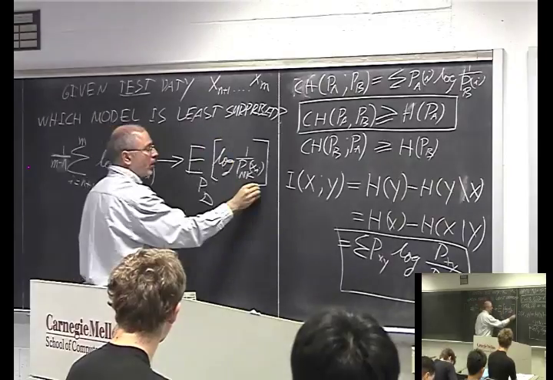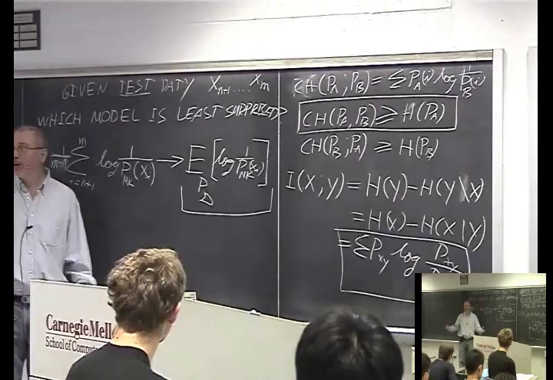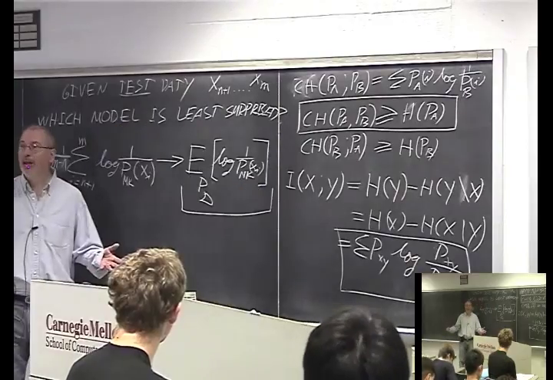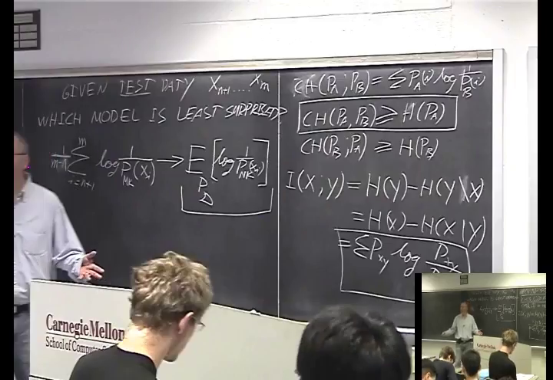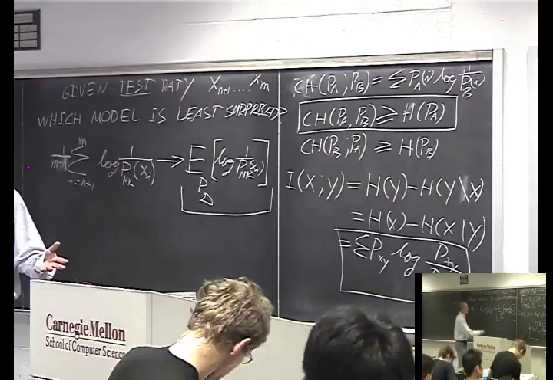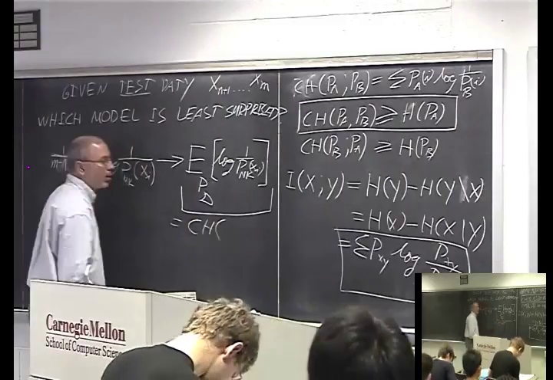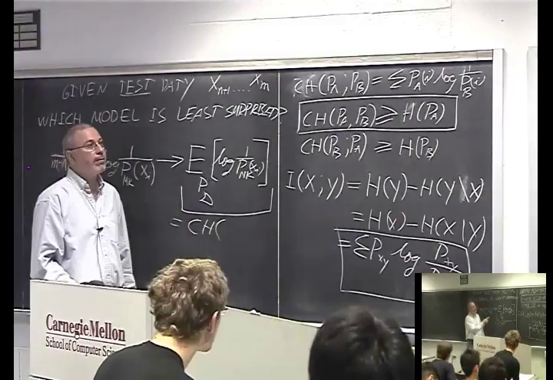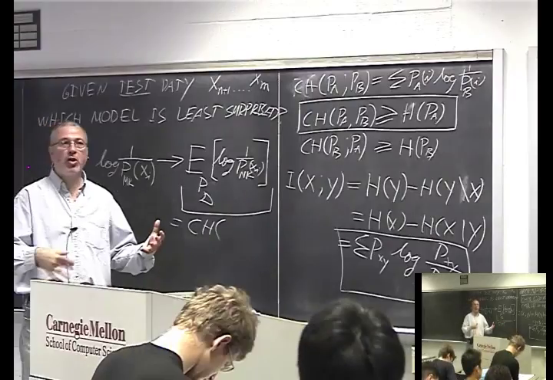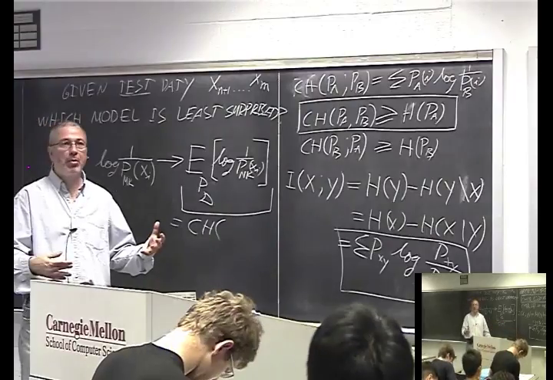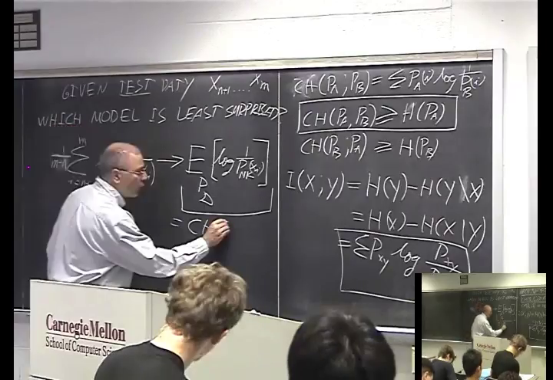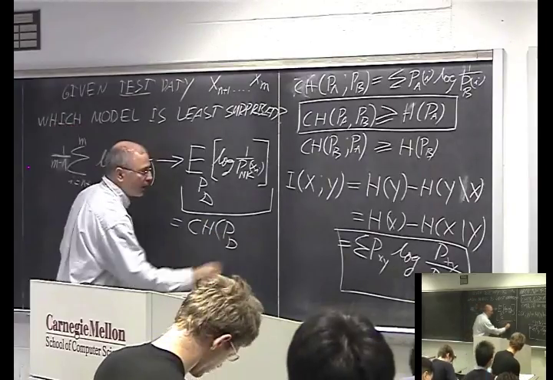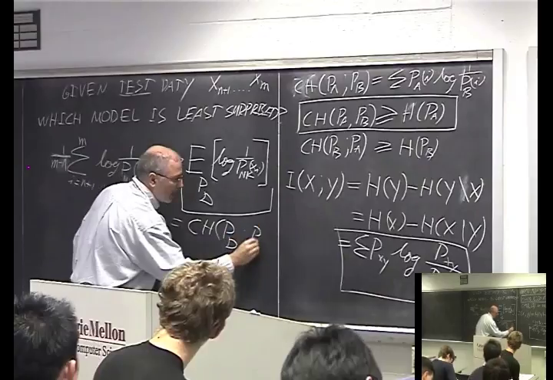What's another name for this part? Can you say it out loud? I'm sorry? Cross entropy. Between what and what? Look at the definition there. The first thing is the true distribution from which the events come. The second thing is the model by which you evaluate the surprise. So it's the cross entropy between the true distribution P curly D and P m sub k.